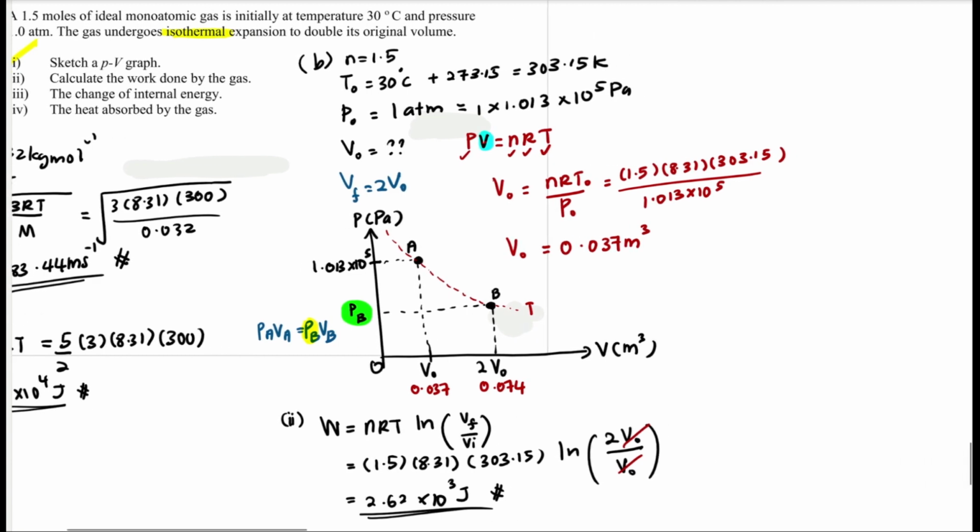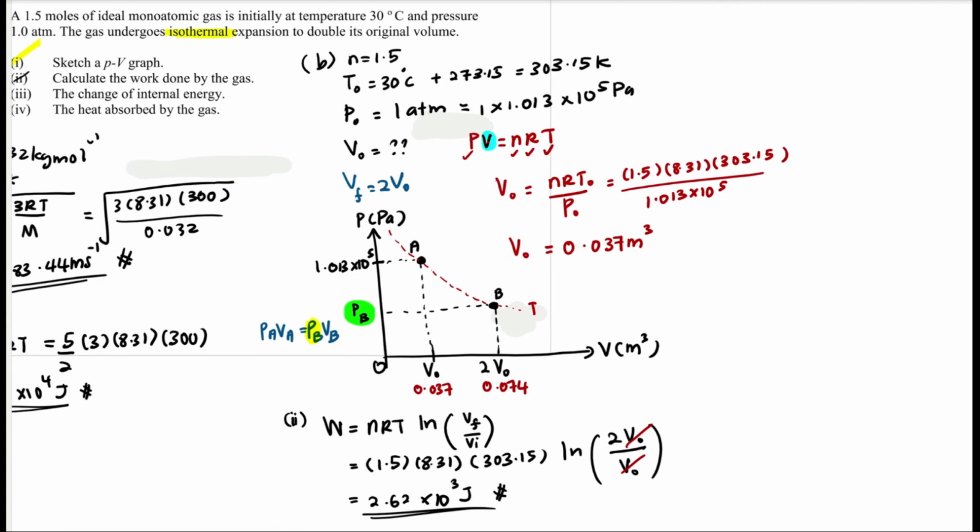Okay, next. Calculate the change of the internal energy. This one you don't need to calculate. Why? Because for isothermal process, if you have memorized, okay, T is constant, right? So the equation of delta U is equal to f over 2 nR delta T. So you can see here that delta U depends on the temperature. So if the T is constant, it means that delta T will be zero. So if delta T is zero, and the others are all constant, delta U is equal to 0 joule.